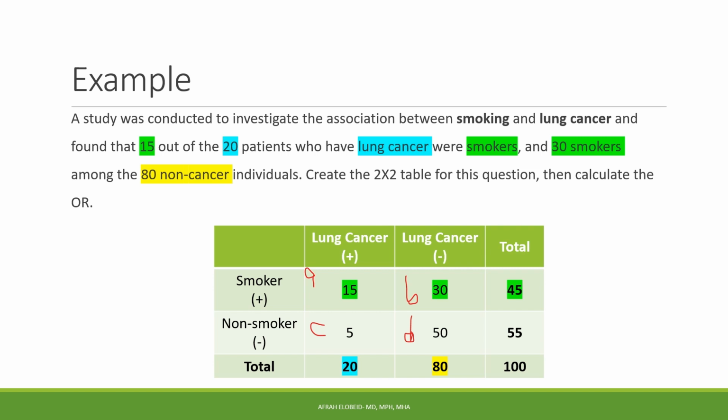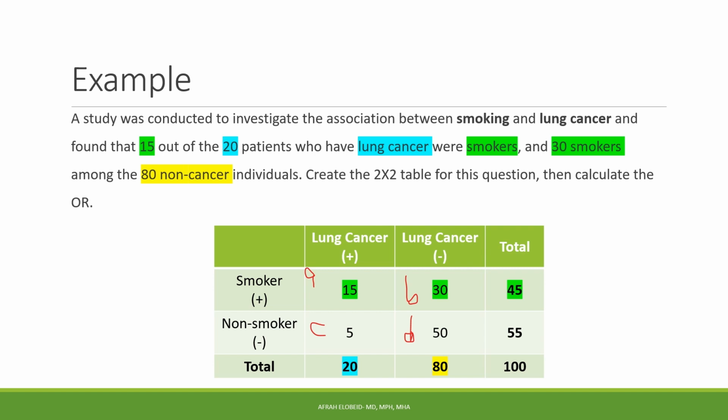All right, and the question also says they found 30 smokers among the 80 non-cancer patients. Again, we know as non-cancer, which is lung cancer negative, we have 80 patients. The question informed us that 30 of them were smokers. So we go ahead and put the 30 on the B cell, which is here on the top right cell. I'm talking about the B cell on the 2 by 2 table, and that's the 30 smokers, but they don't have lung cancer. And since the total of non-cancer patients is 80, that left us with 50 patients who are non-smokers and don't have lung cancer.